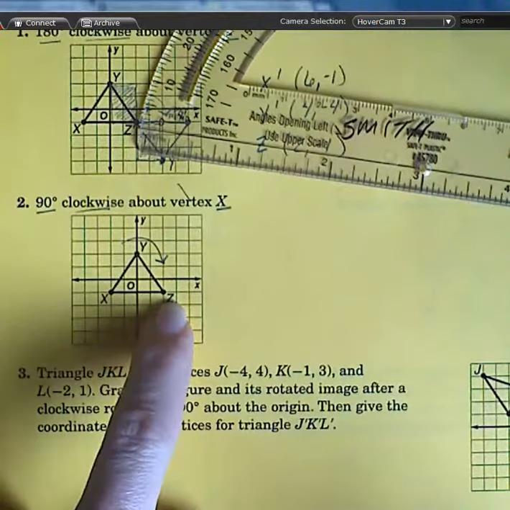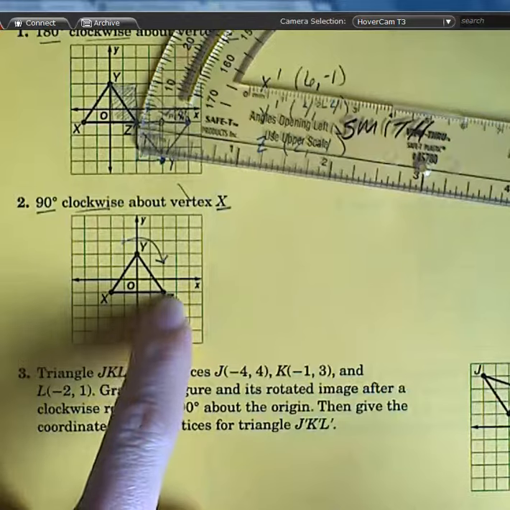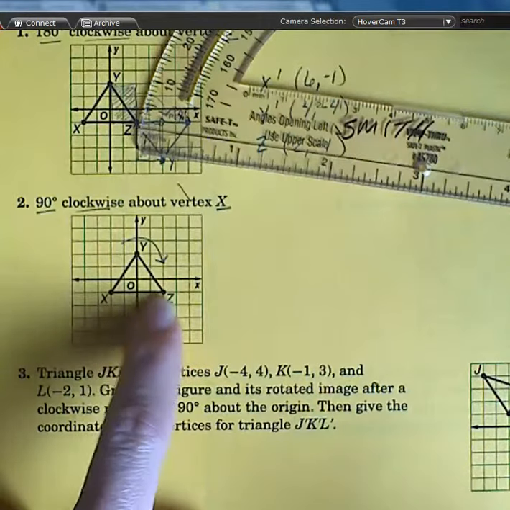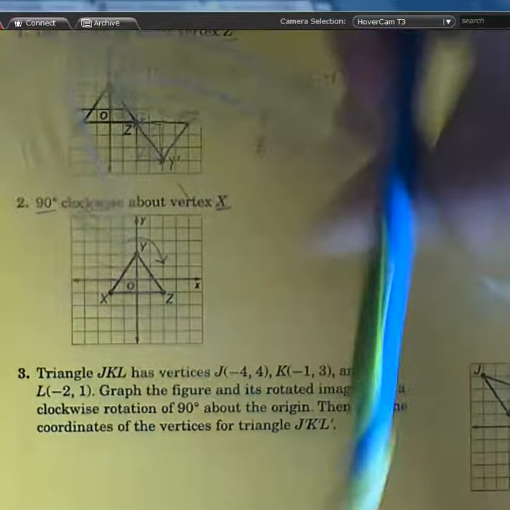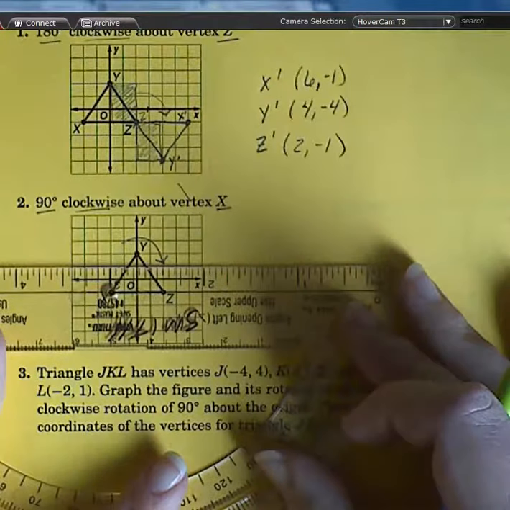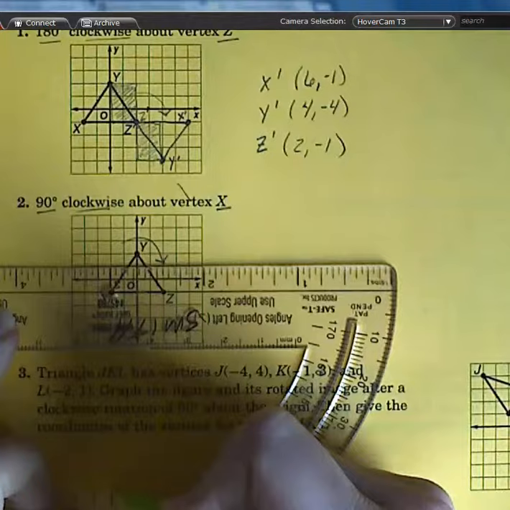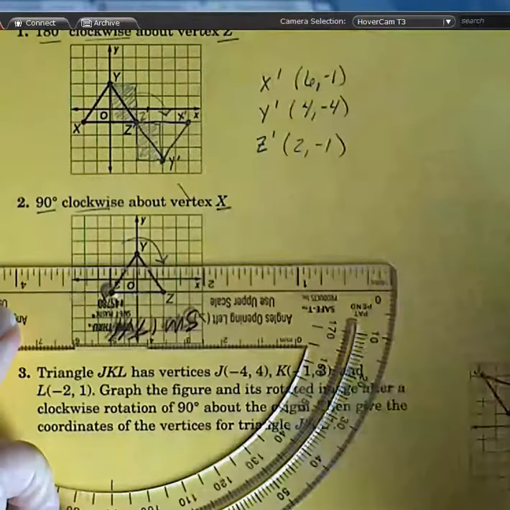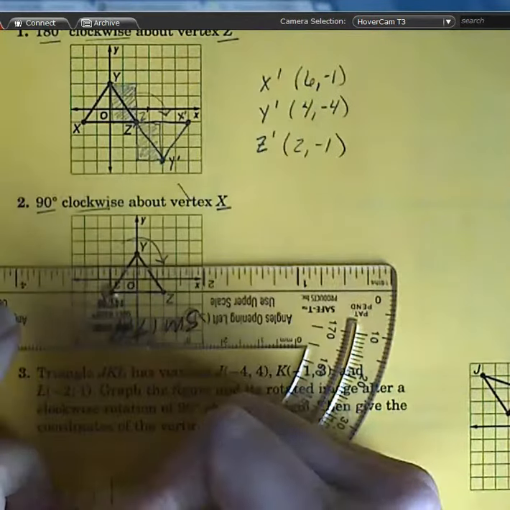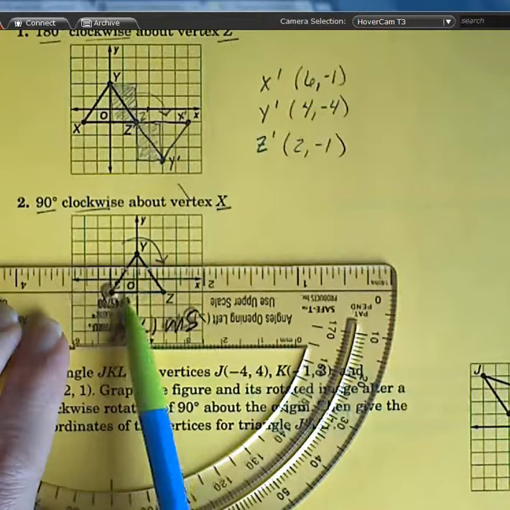Let's look at Z first. How many spaces away from X is Z? 4. It's 4 spaces. So I'm going to take my protractor and line it up with the original, what I know. 90 degrees is down here. Straight down, isn't it? Remember, using your protractor, the vertex has to go in the corner where your angle is. One of the lines has to be straight across.